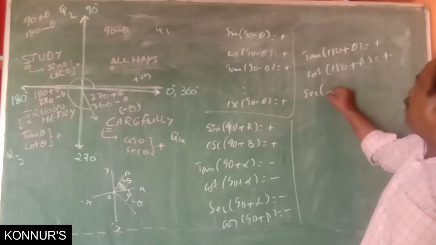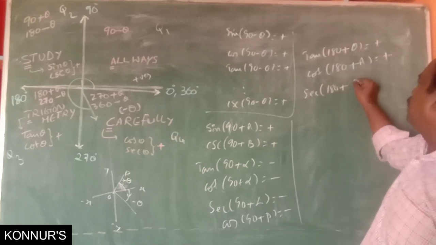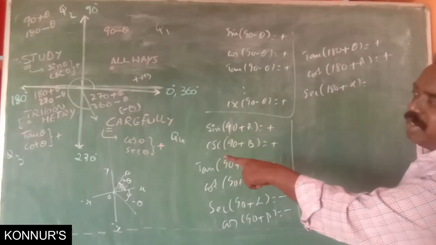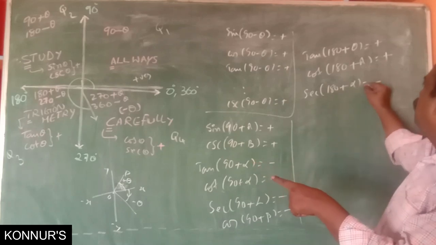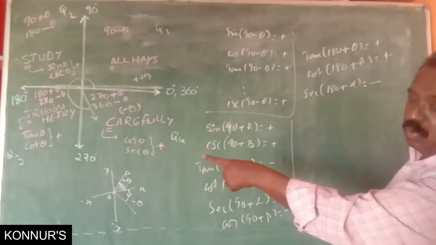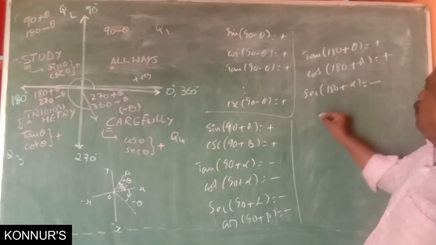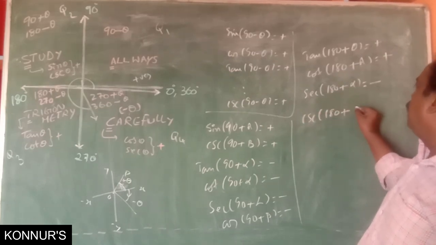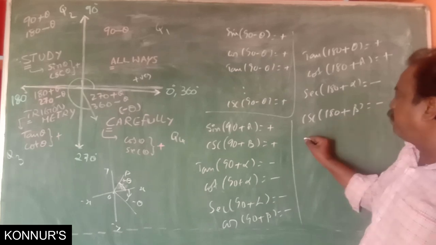Whereas secant of 180 plus alpha is there. 180 plus means third quadrant. In the third quadrant, secant is negative. Why? Because tan and cot are the only positives. Similarly, cosecant of 180 plus beta is there, it is negative.